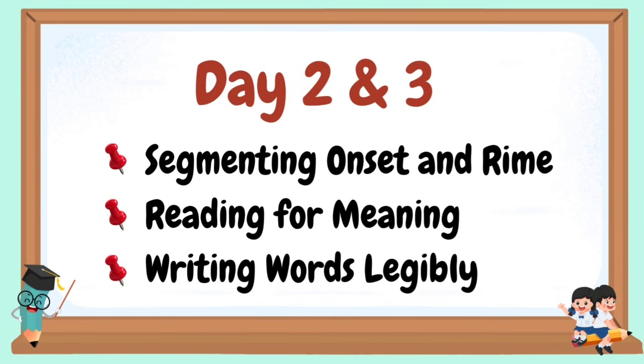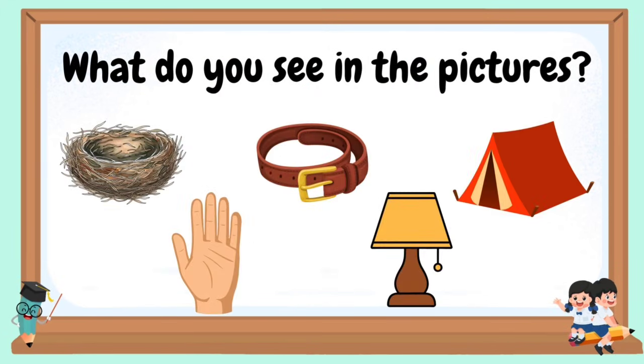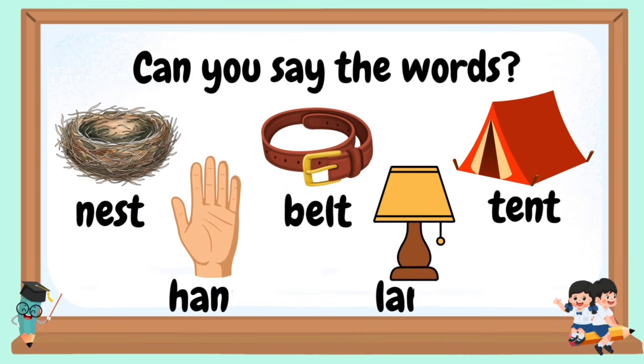Welcome to our day 2 and day 3. Segmenting onset and rhyme. Reading for meaning. Writing words legibly. What do you see in the pictures? Can you say the words? Nest, hand, belt, lamp, tent.